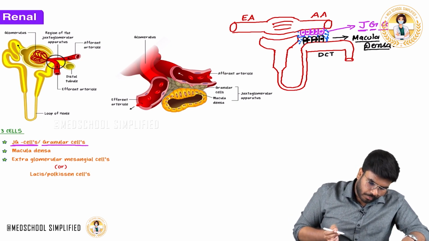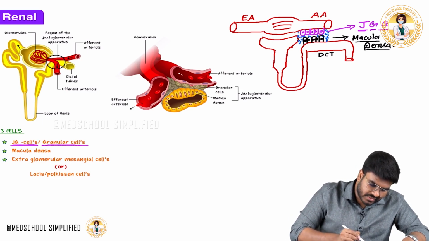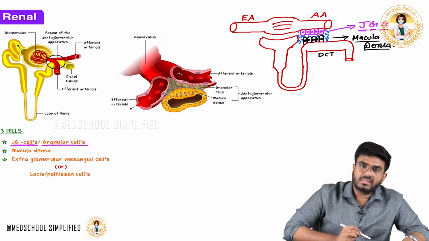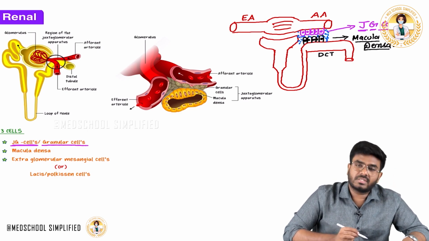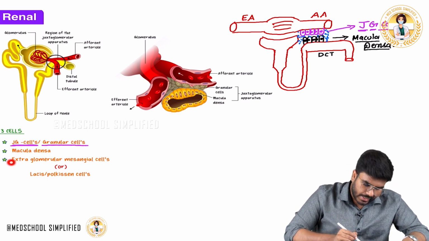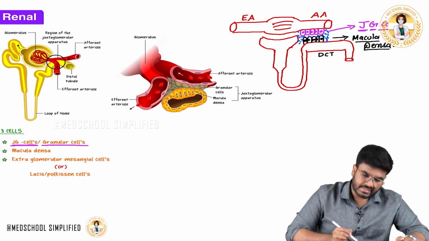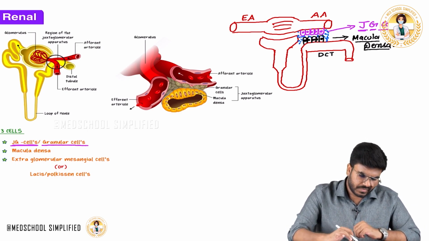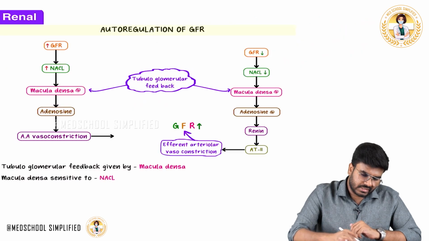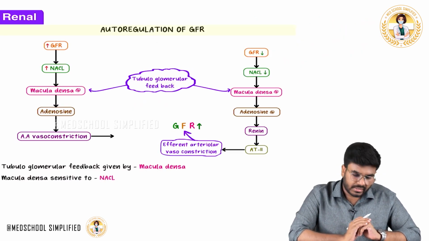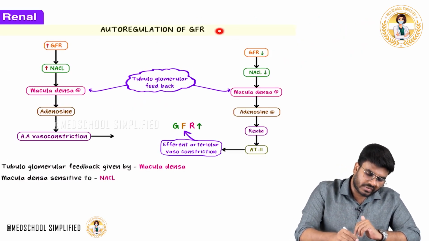Now, what are the three important parts of the JG apparatus? JG cells or granular cells; macula densa, which is present on the early part of the DCT; and extraglomerular mesangial cells, or Lacis cells or Polkissen cells. After seeing what exactly the juxtaglomerular apparatus is, now let's discuss the autoregulation of the GFR.